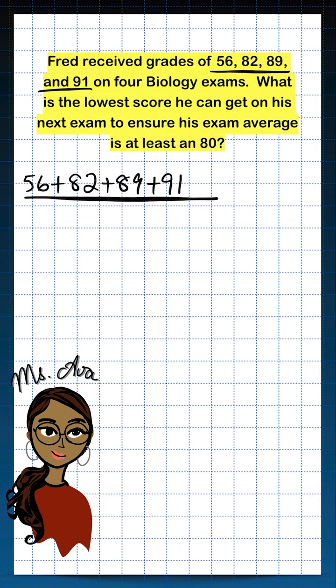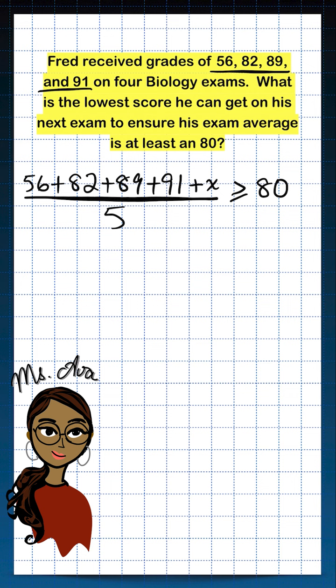And then when we look at the question, it tells us what our variable stands for. So what is the lowest score he can get on the next exam? The score that he gets on the next exam is what our variable, x, is going to stand for. So we're actually going to include that right here. And that's the score. And then we want his average of the 5 test scores to be at least an 80. So we divide this by 5, and that has to be greater than or equal to 80. That's what we're aiming for.